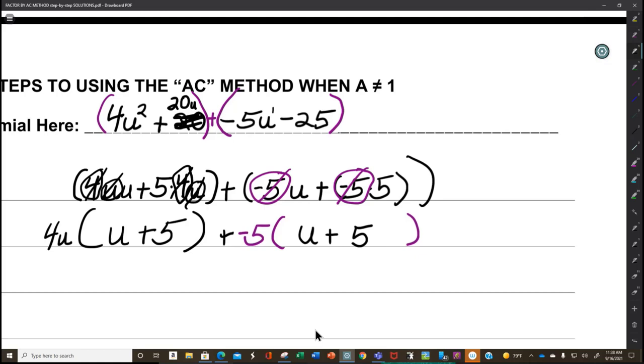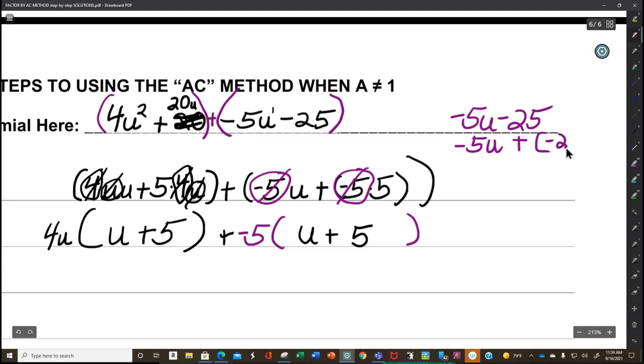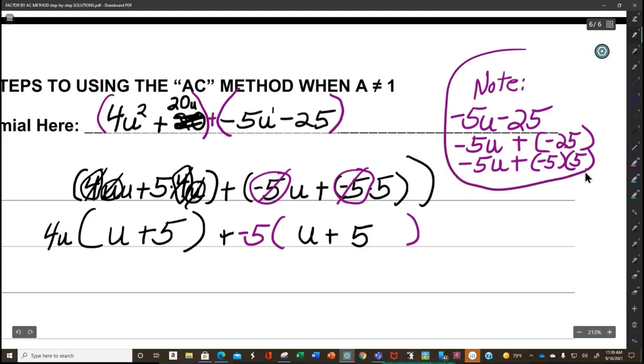Okay. Now what I did here, where that came from, is just an acknowledgement of the fact that negative 5 U minus 25 can also be written as negative 5 U plus negative 25. And then negative 5 U plus negative 5 times positive 5. Which is how I got here. So I'll just write note here, note, and circle it.